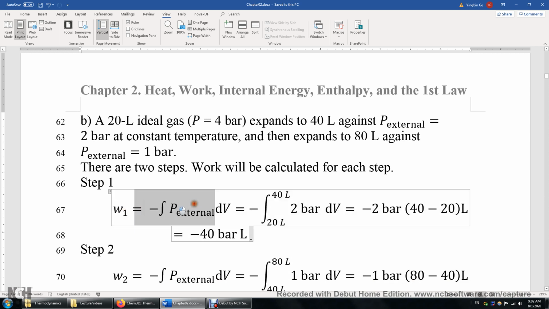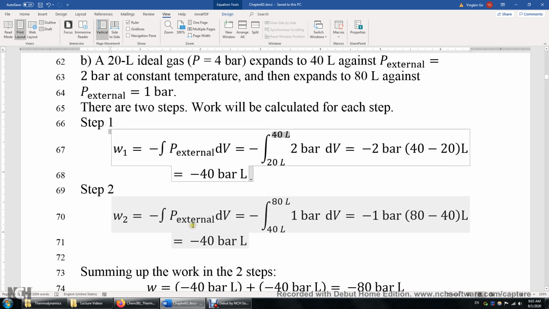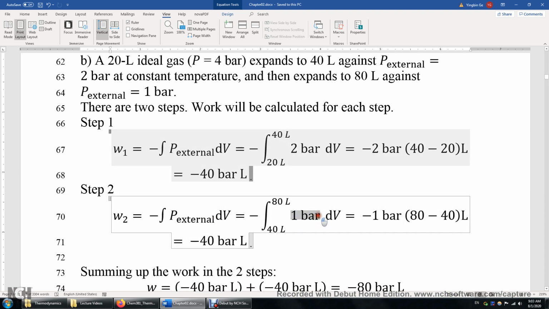Step 1 over here. Remember, this P external is a constant. It's 2 bars. The volume changes from 20 liters to 40 liters. So you do the integral. Well, it's negative 40 bar liters for step 1. Step 2, similar calculations. What's the change? The external pressure now is 1 bar. The volume change is from 40 liters to 80 liters. What's the result? It's negative 40 bar liters for step 2.